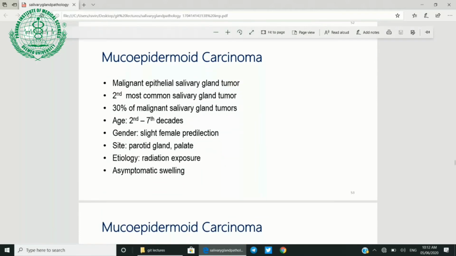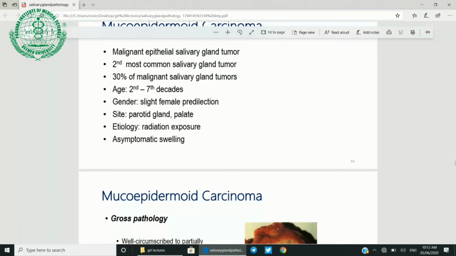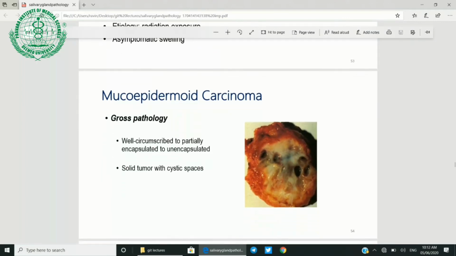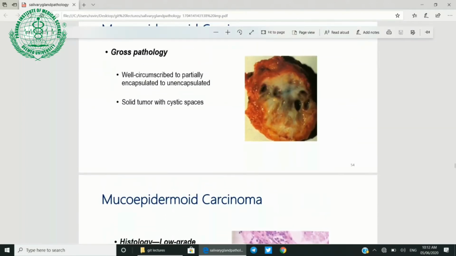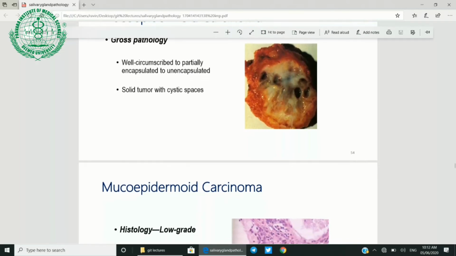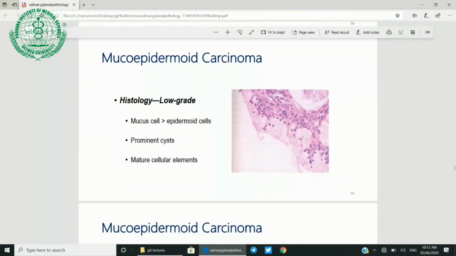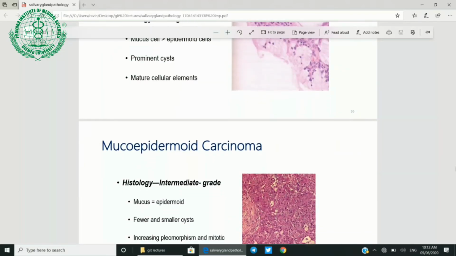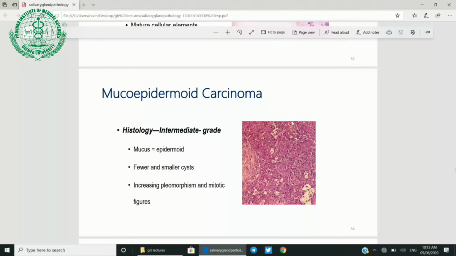So, the most important tumor, mucoepidermoid, is the second most common salivary gland tumor, ages from 2nd to 7th decade, slight female predilection, mostly occurring in the parotid, related with radiation. Grossly well circumscribed, encapsulated or unencapsulated. Histology, you will see mucus cells, you can appreciate them. These are the mucus cells. You can see the epithelial cells and then intermediate cells.